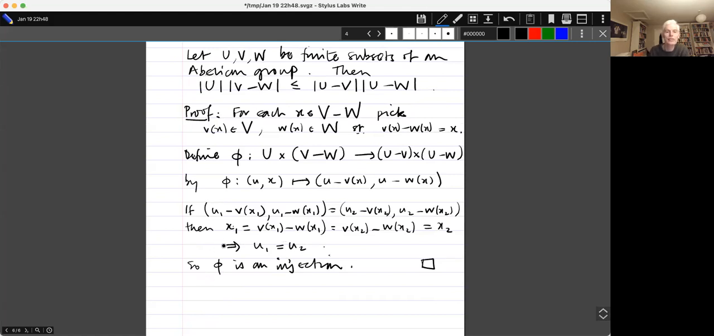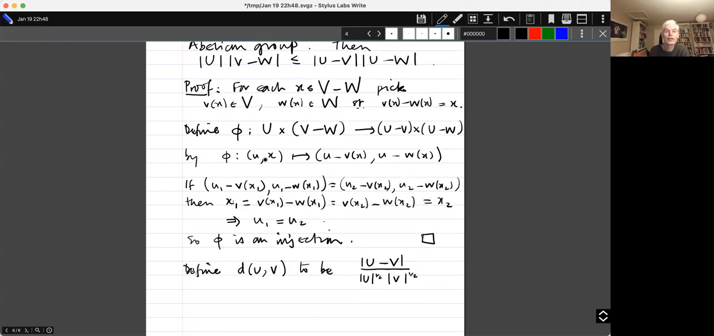So why do we call this a triangle inequality? It's because we can define a distance as follows. Define distance from u to v to be the size of u minus v divided by square root of the size of u times the square root of the size of v. Now if we divide both sides of this by the size of u times the square root of the size of v times the square root of the size of w, then we get that.